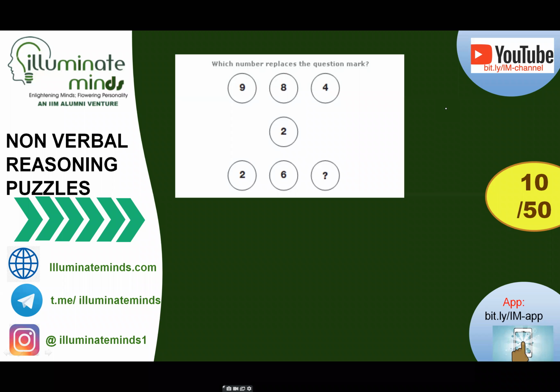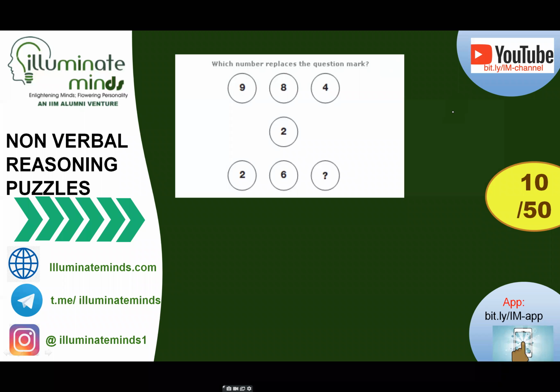So the next one is this. Which number replaces the question mark? So what is happening in this particular question, guys? 4 minus 2 is equal to 2. 8 minus 2 is equal to 6. Hence 9 minus 2 should be equal to 7. So that's the answer. Slowly and steadily we'll move to the difficult ones also. I hope this is okay and all of you agree with my logic.